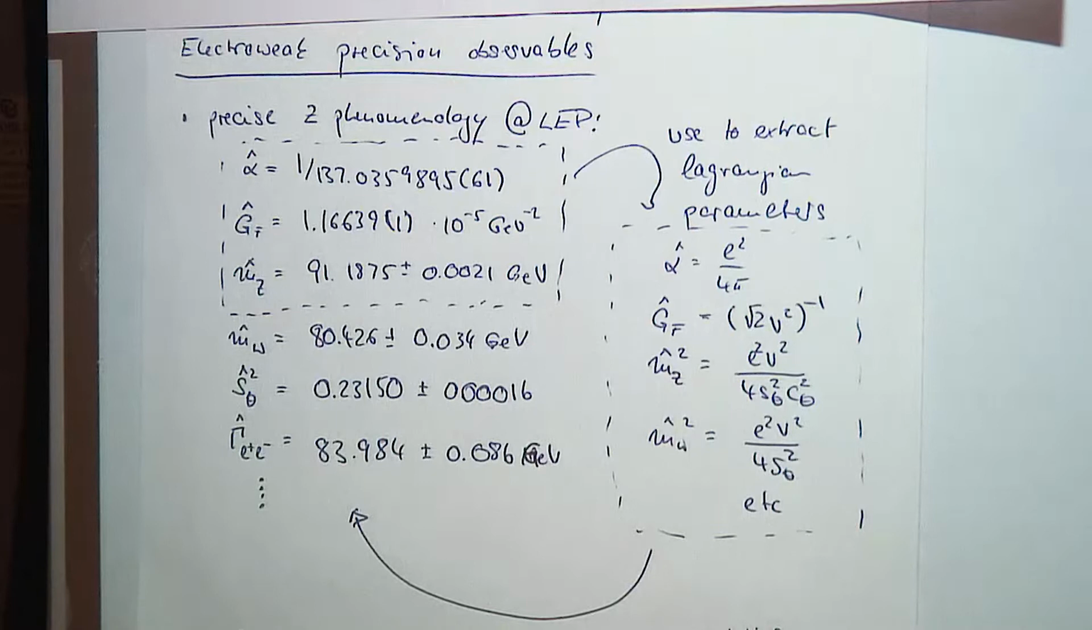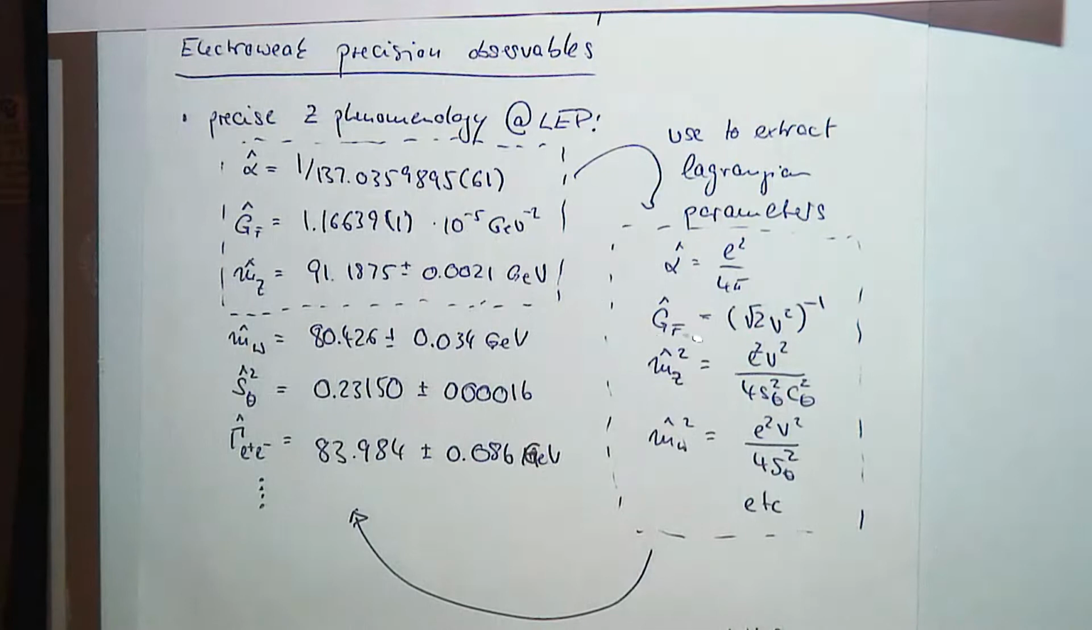So let's do this in this particular case. You take alpha, G_F, M_Z squared and M_W, for instance, and you use these pseudo-observables or observables to relate them to the fundamental parameters of your Lagrangian, okay? So we know that this measured value here with the hat is related to the electric coupling by e squared divided by 4 pi. So you can fix e that way. You know the Fermi constant is related to the vacuum expectation value. So with this, you can fix v.